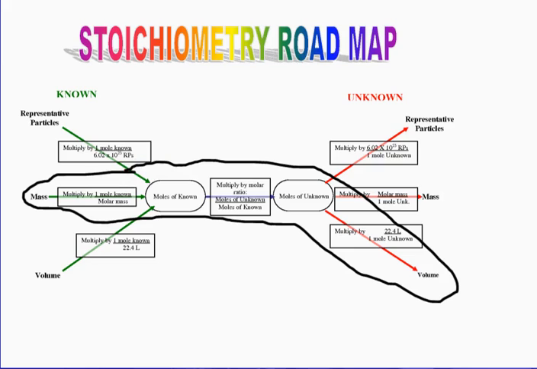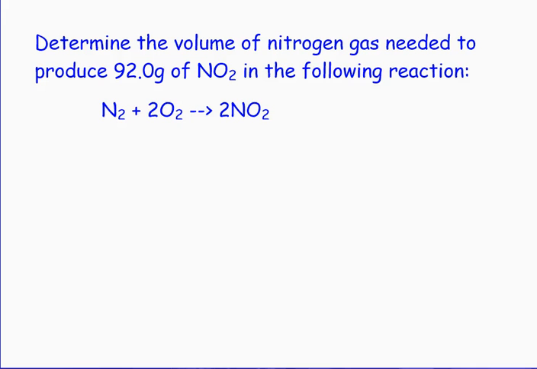So again, it is going to be 3 steps. To go from mass to moles, I'm going to use the molar mass. Then moles of one thing to moles of another, you're going to use the coefficients from the balanced chemical equation. And then to get from moles to volume, you need to use 22.4.